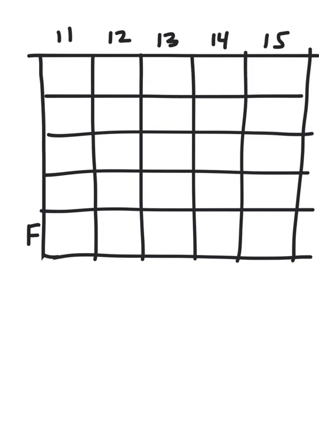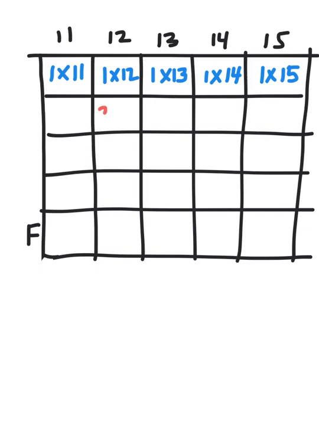Let's start with 11. 1 times 11. Let's do 1 times all of the products because we know that 1 is a factor of every product. 1 times 12, 1 times 13, 1 times 14, 1 times 15. Remember, you can pause your video if you need to catch up with me if I'm going too fast. Now let's take a look at the even numbers because we know they have to have a factor of 2. 2 times 6 is 12 because 12 is an even number, and 2 times 7 is 14 because 14 is an even number.